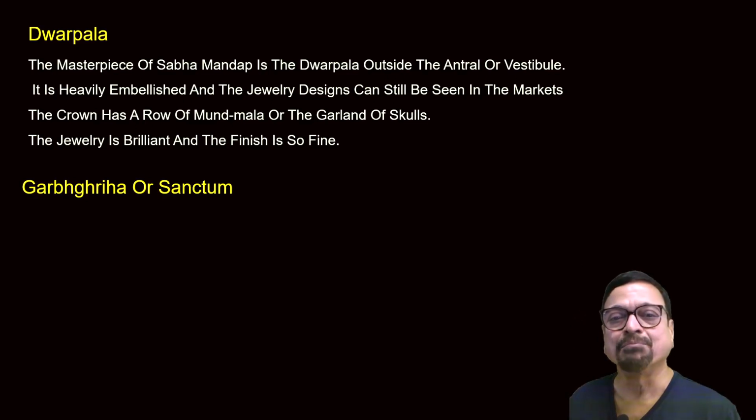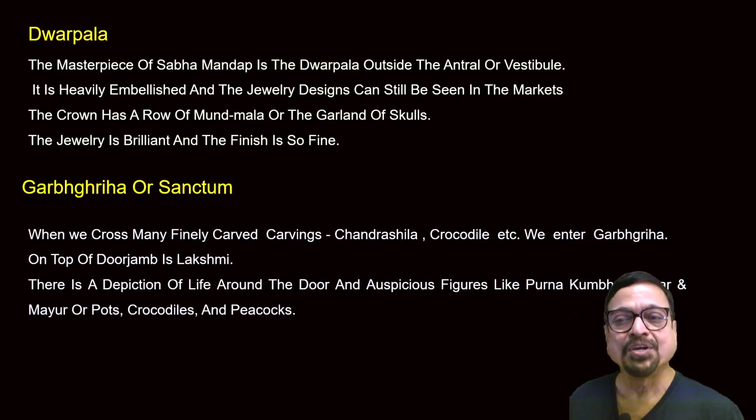Garbhagriha, or the sanctum. When we cross the many finely carved carvings, that is the Chandrashila, then crocodiles, etc., we enter the Garbhagriha. On top of the door jamb is Lakshmi. There is a depiction of life around the door and auspicious figures like Purnakumbha, Makara and Mayuras, that is pots, crocodiles and peacocks.